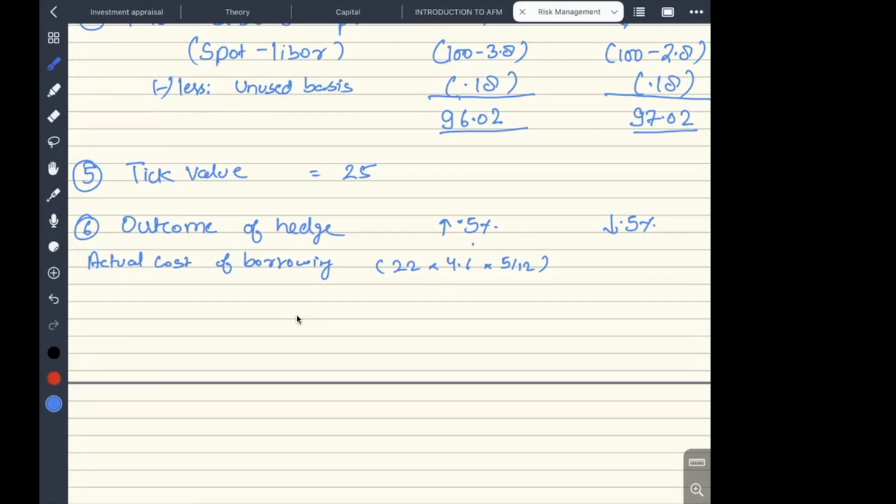That is why, over here, what will be the value? So 22 into 3.3 minus 0.5 plus 0.8. So 3.3 plus 0.8 will become 4.1, minus 0.5. How much will it be? 3.6 something, into 5 by 12. What is the value that we are getting?